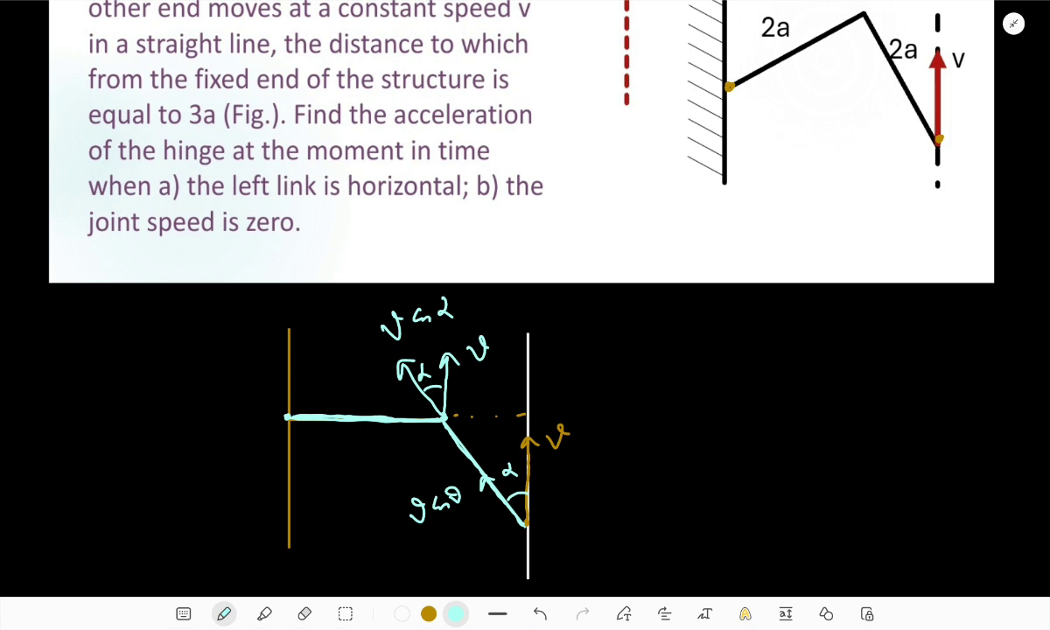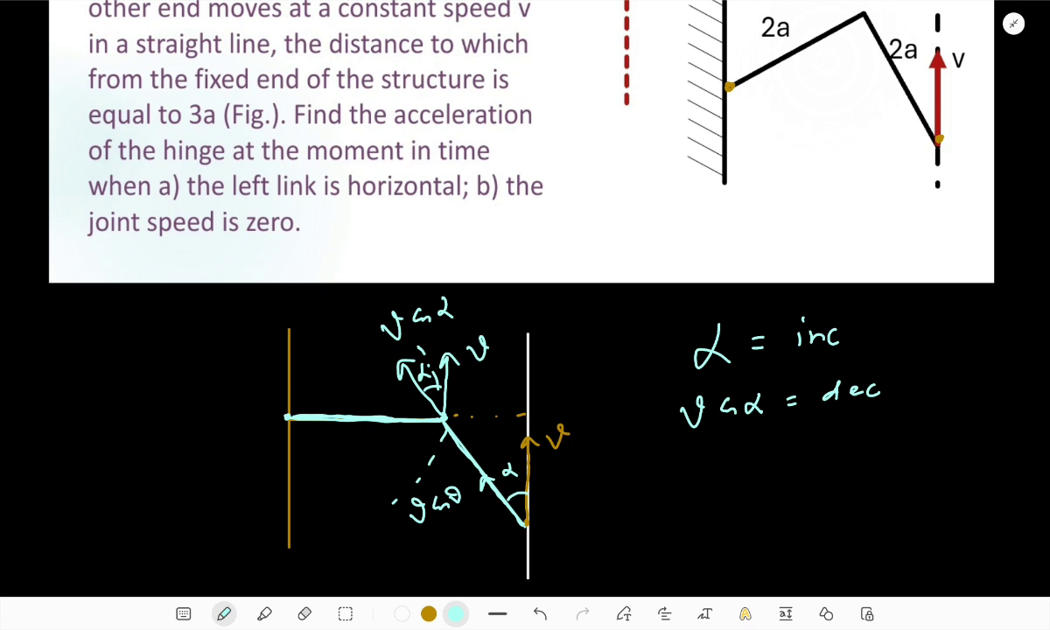Its velocity is increasing or decreasing. What happens? I can guess that since it is moving on a circle, this alpha is going to increase. Alpha is not constant, alpha is an instantaneous angle. So this alpha is going to increase, and that means v cos alpha is going to decrease, because when alpha increases then cos alpha decreases. That means its speed is going to be decreasing.